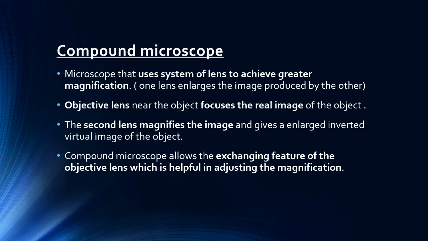What is a compound microscope? A compound microscope is a microscope which uses a series of lenses to achieve greater magnification. In the compound microscope, one lens enlarges the image produced by the other lens. There are two lenses here in the compound microscope. One is the objective lens, another one is the magnifier lens. The objective lens is near the object and focuses the real image of the object, and the second lens, the magnifier lens, enlarges the image produced by the objective lens in an inverted phase. A compound microscope allows the exchanging feature of the objective lens, which is helpful in adjusting the magnification.